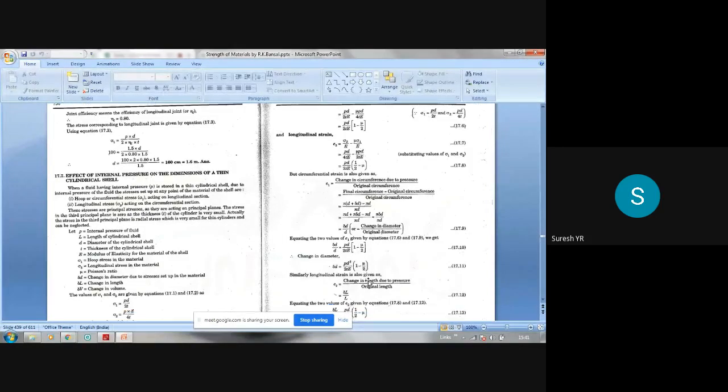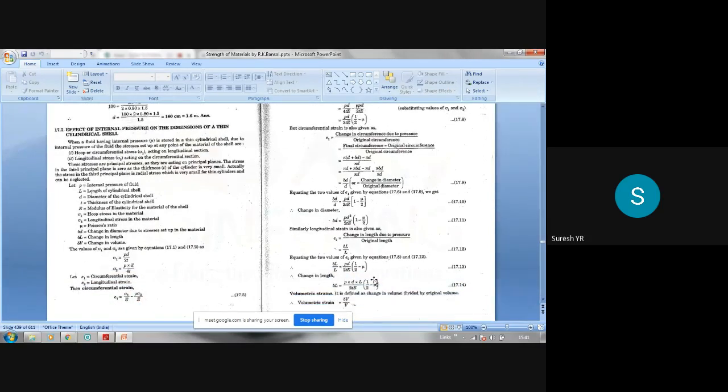Similarly, longitudinal strain, according to the definition, is change in length divided by original length, which is delta L by L. Equate this to epsilon 2 here and simplify, and you will get delta L. So delta L is PDL by 2TE into half minus mu. You should remember this delta D formula, you should remember the delta L formula, then the volumetric strain formula.